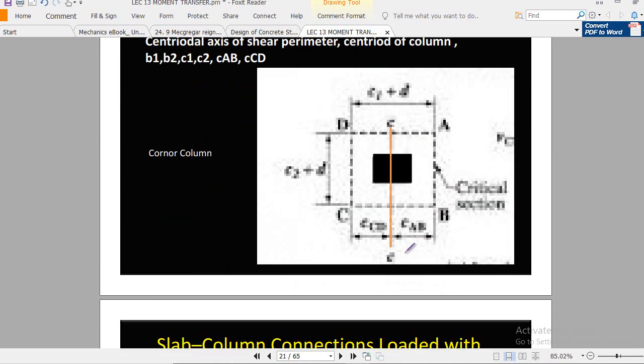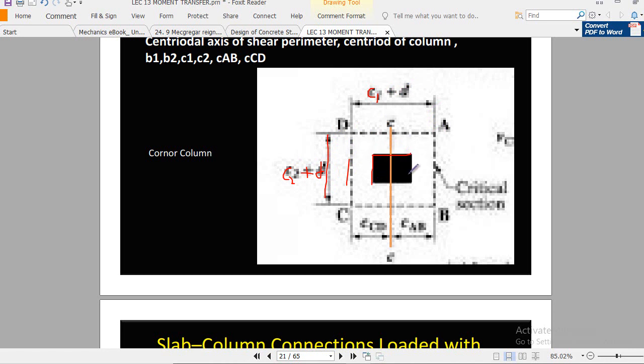So this kind of notation must be remembered, what B1 means, what B2 means, and how it changes. In the case of the interior column, as you see, this dash line is the critical perimeter, and this side of the critical perimeter is C1 plus D, and similarly in this case the side of the critical perimeter will be C2 plus D. Now this side is C2, right?